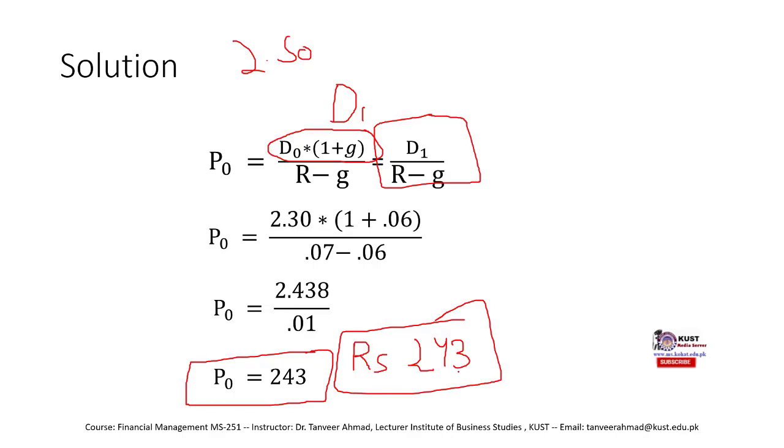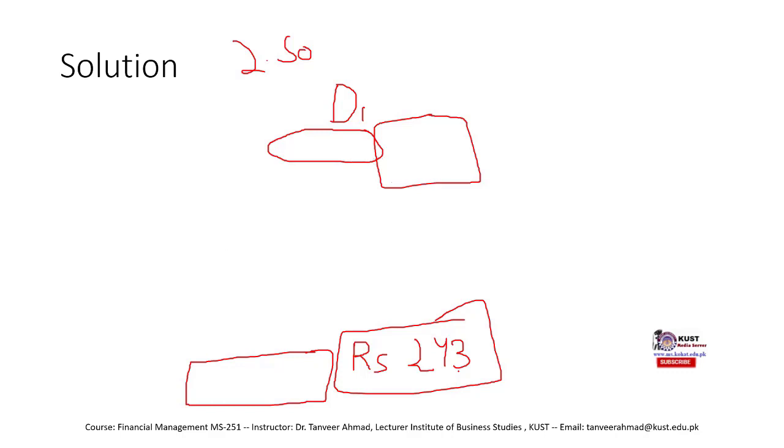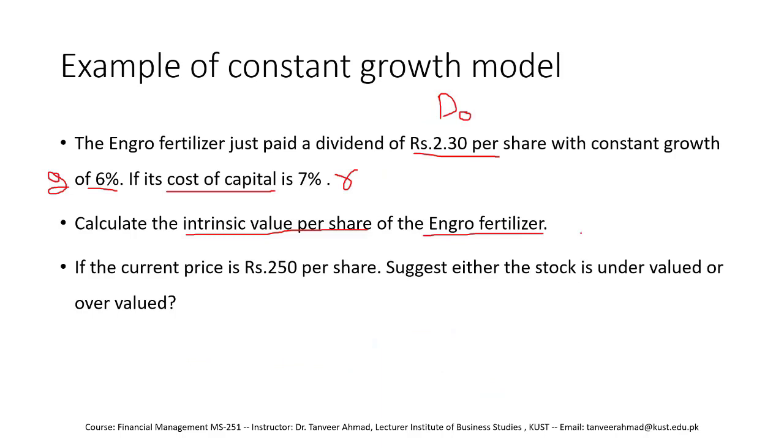Now should we buy this stock from the market or not? Let's get back to the previous slide. Here it mentioned that currently this specific stock is being sold in the market for 250 rupees. Remember, we just discovered that its current worth is 243 rupees. So what would you say? Is this stock undervalued or overvalued? How do we make the decision?